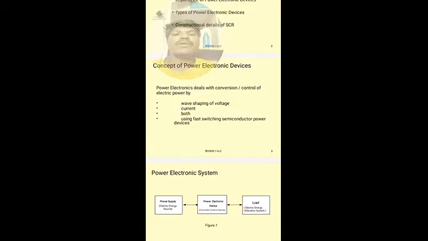Coming to the concept of power electronic devices, power electronics deals with the conversion, control, and switching of electric power. So it finds three important areas of application: conversion, control, and switching of electric power in industry and also in domestic applications. They are used for wave shaping of voltage and current, and also as switching devices.